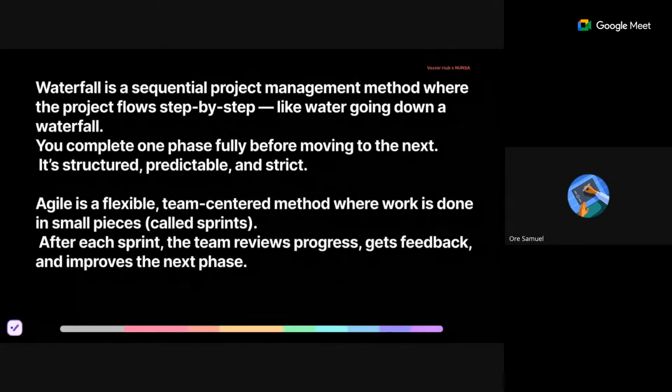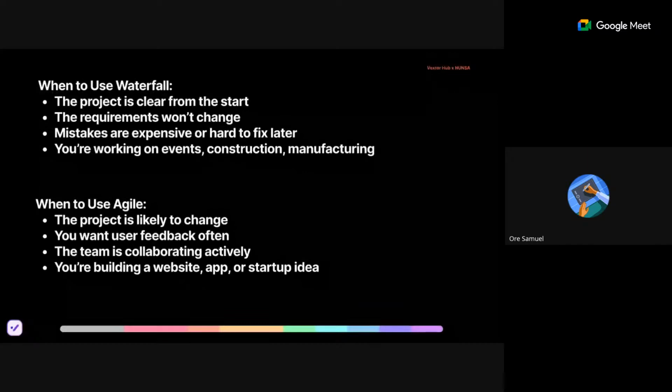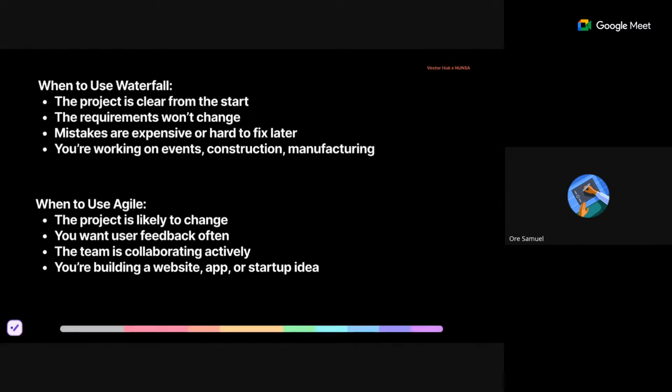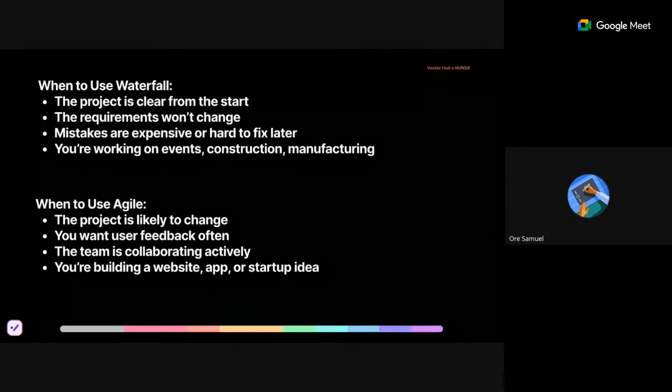So now we're going to look at which of these methods is best for project management. All right, so when do we use waterfall? When is it best for us to use waterfall? For waterfall, it's best when the project is clear from the start, when the requirements won't change, and when mistakes are expensive and hard to fix later, right? So especially when you're working on events, construction, and manufacturing, right?